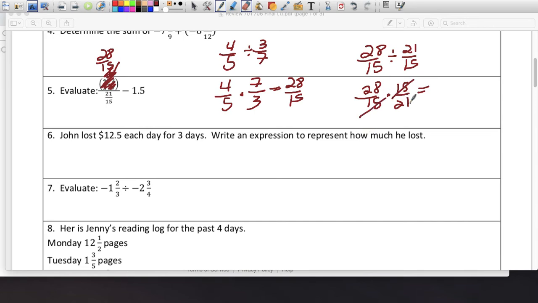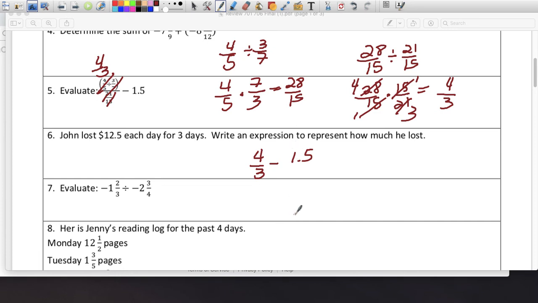28 and 21, I can simplify. 28 divided by 7 is 4. 21 divided by 7 is 3. So this becomes 4 times 1 on top, and 1 times 3 on top is 4/3. So this whole thing here is the same thing as 4/3. Now I'm going to do 4/3 minus 1.5.